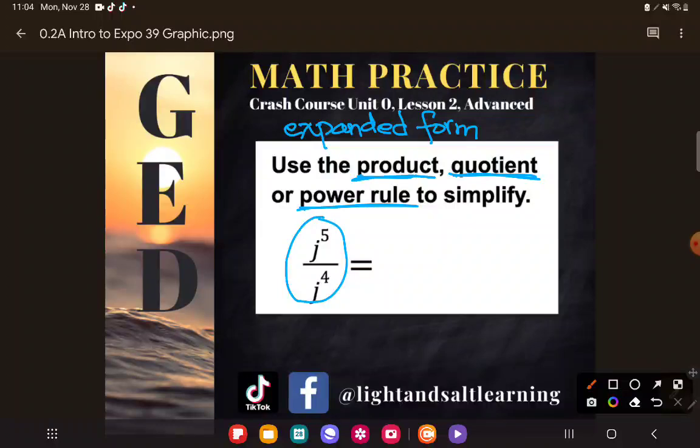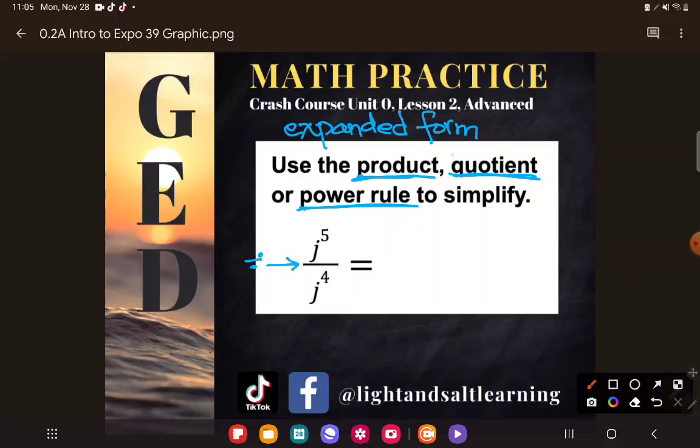So what does it say? J to the fifth power over J to the fourth power. Now let's remember that one way to think about a fraction bar is divide. So one way to think about this example is not as a fraction, stop panicking, but J to the fifth power divided by J to the fourth power. And you might say to me, Kate, that doesn't make it any easier.